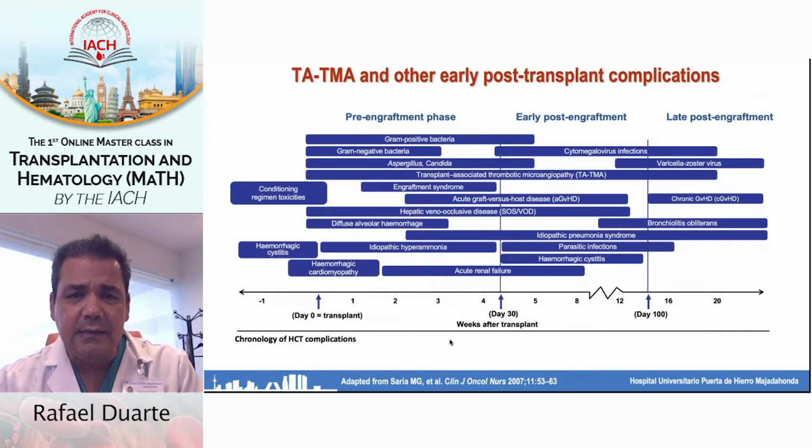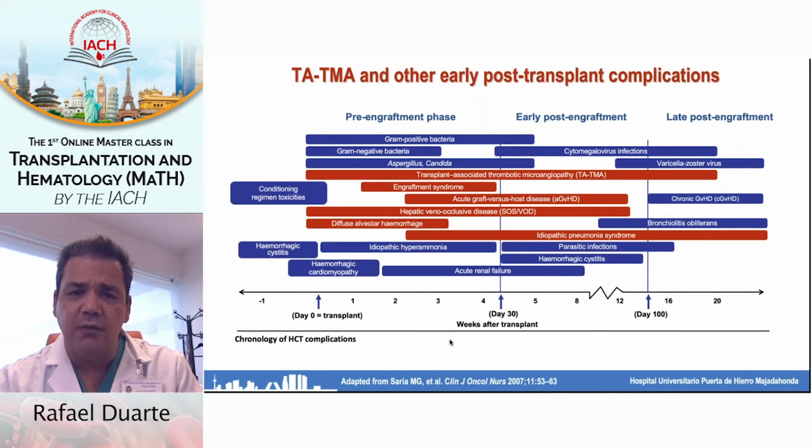The reality is that early post-transplant complications include such a diverse range of diseases. They go from bacterial infections, fungal infections, viral infections, even parasitic infections a little later on, to conditioning-related toxicities, hemorrhagic cystitis, organ complications, and all of them, there is a good number of complications that are related to endothelial damage, to endothelial dysfunction. You have those there highlighted in red.